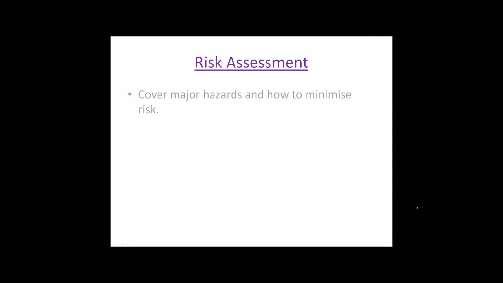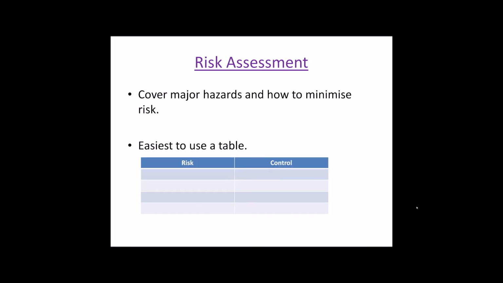Now, risk assessments. They need to cover the major hazards and ways that you can minimize those risks, so lessen the chance of them happening. I think it's easiest to use a table and set it out as a table. And for GCSE, all you need to have is your risk, so what is going to be causing your risk, and your control, how you can control that or minimize it.